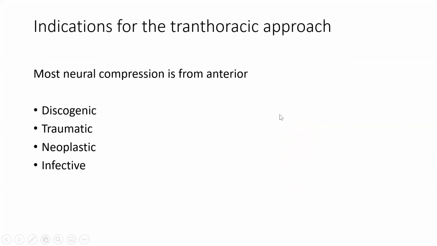So why do you want to go transthoracic? Most neural compression is from the front. Most of the disc is in the front, obviously. Trauma, your burst fractures, all the bony compressions are from the front. Tumors will tend to start off in the body, and we know TB starts off at the front as well. So most of your compression is from the front, and that's where you want to get to, so you can decompress the cord.